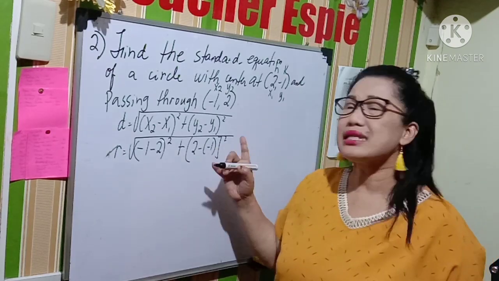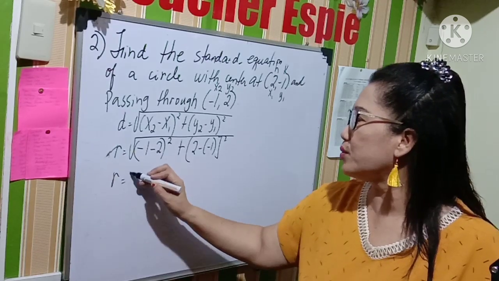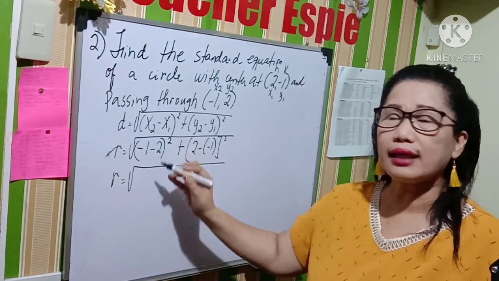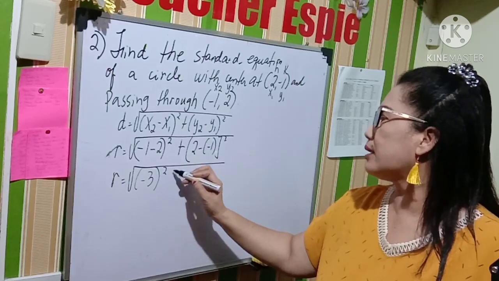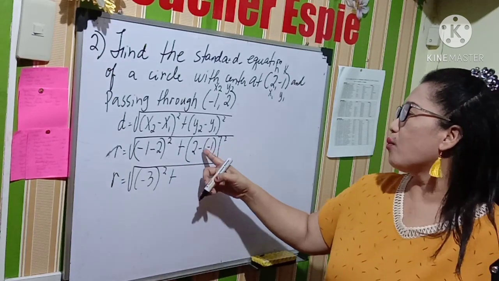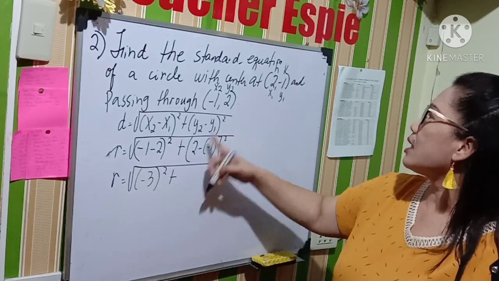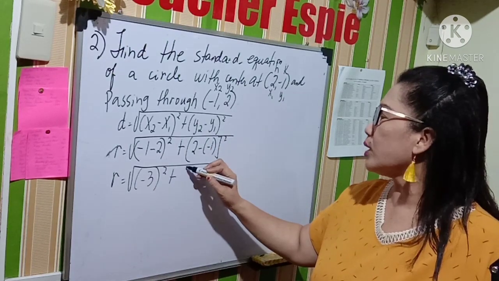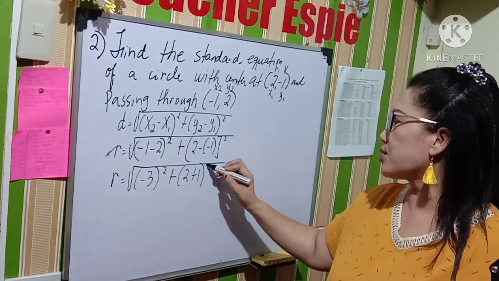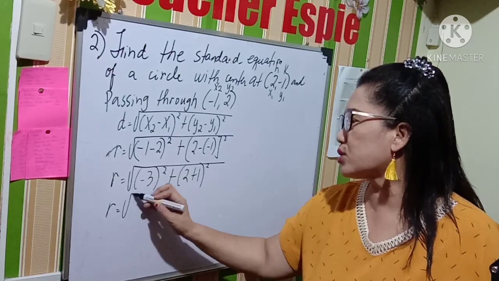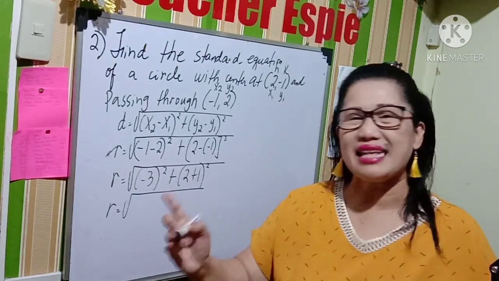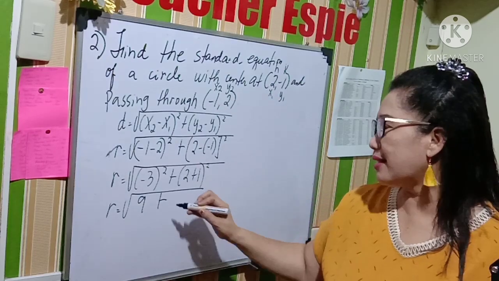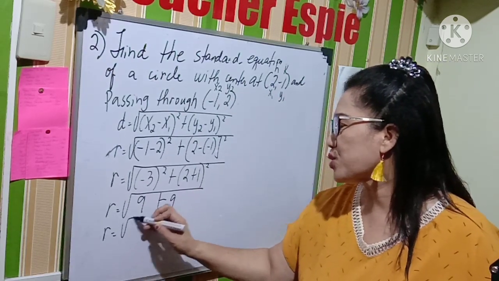So we are going to simplify. So r is equal to negative 1 and negative 2. They have the same sign, so we are going to add. So negative 1 minus 2 is equal to negative 3, squared, plus 2 minus negative 1, because the value of your y sub 2 is 2 minus the value of your y sub 1, which is negative 1. So negative times negative will give you positive. So 2 plus 1 is squared. And then simplify, r is equal to negative 3 squared, meaning negative 3 times negative 3, that is equal to 9, plus 2 plus 1 is 3, squared, and that is 9. So therefore, the radius is equal to the square root of 18.